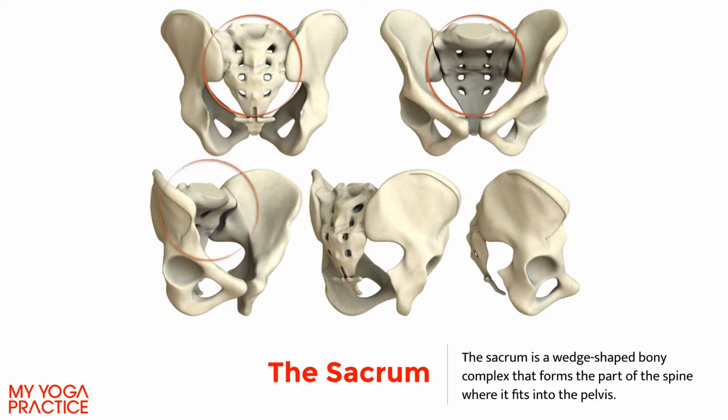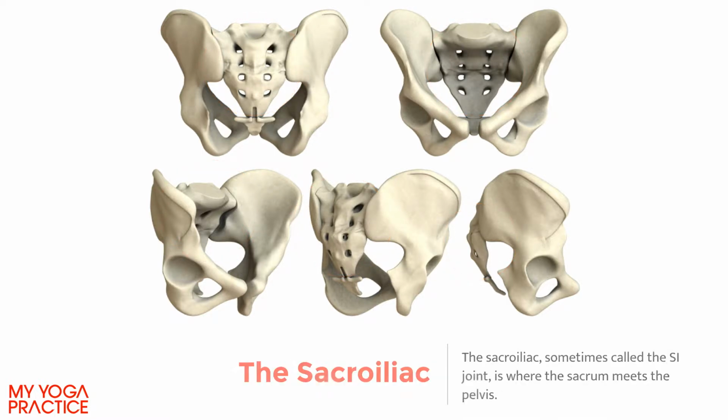The sacrum is a wedge-shaped bony complex that forms the part of the spine where it fits into the pelvis, and you see it circled here. The sacroiliac, sometimes called the SI joint, is where the sacrum meets the pelvis.